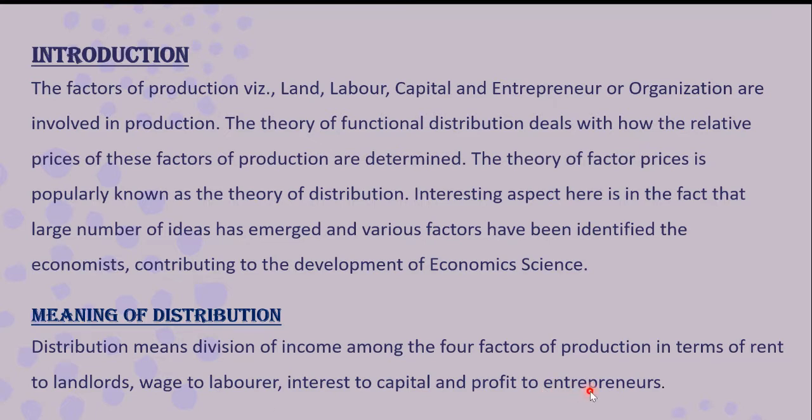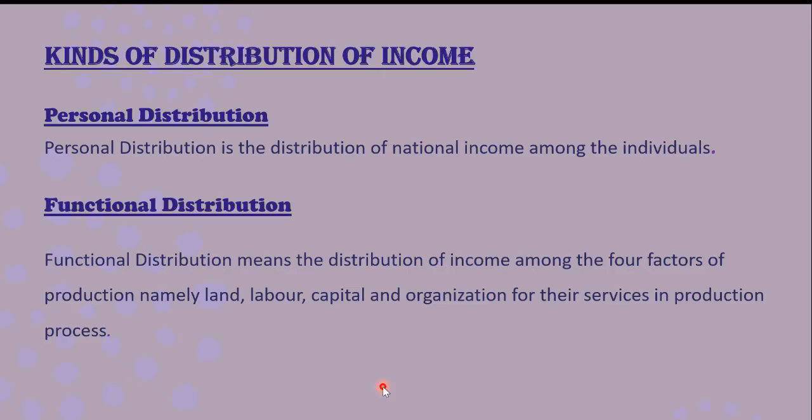So what do you mean by distribution? Suppose if they ask, what do you mean by distribution? That is the 21st question. What is meant by distribution? You have to write this answer. Distribution means division of income among the four factors of production in terms of rent to the landlords, wage to the laborers, interest to the capital, and profit to the entrepreneur. So what are the kinds of distribution of income?